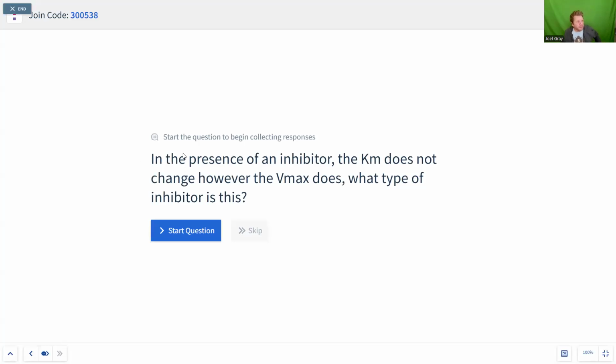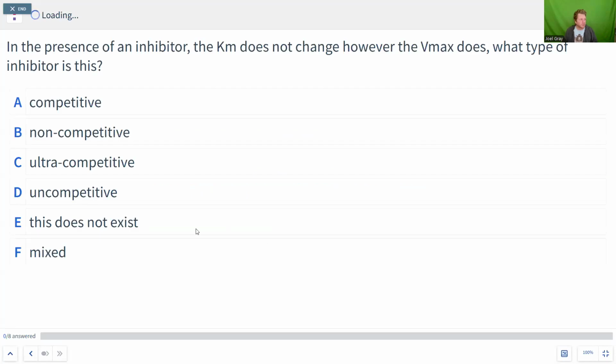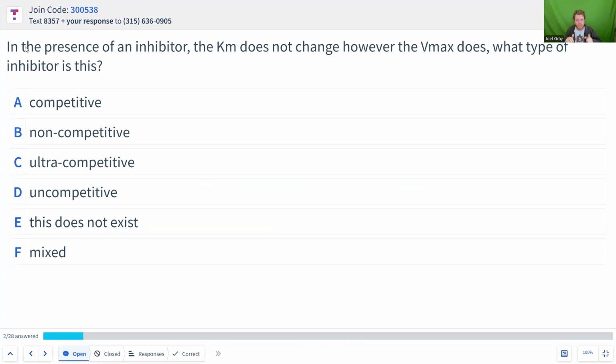So in the presence of an inhibitor, the Km does not change, however, the Vmax does. What type of inhibitor is this? So I'm going to start the question, but while the question's running, I'm going to talk to you a little bit about this. In the presence of an inhibitor, the Km does not change. Okay, so that means we've got an intersection on our x-axis. The Vmax does. Okay, so the x-intercept or x-axis is where our intercept is taking place. Well, if it were the y-intercept, that would be a competitive inhibitor. Not the case.